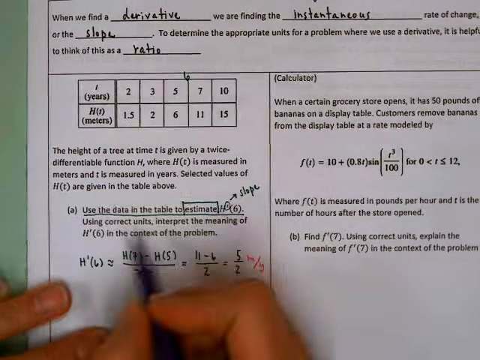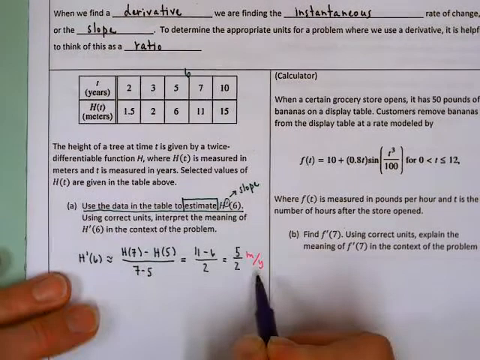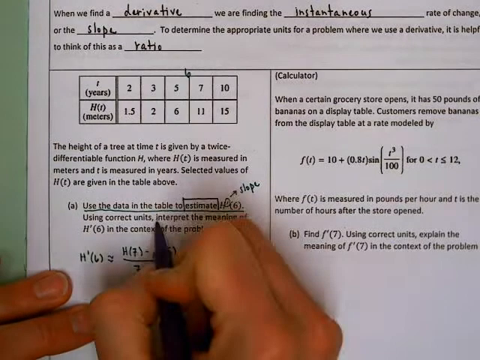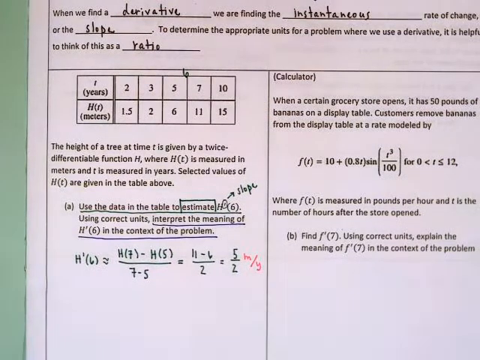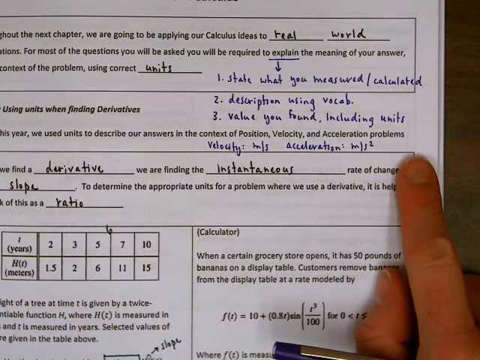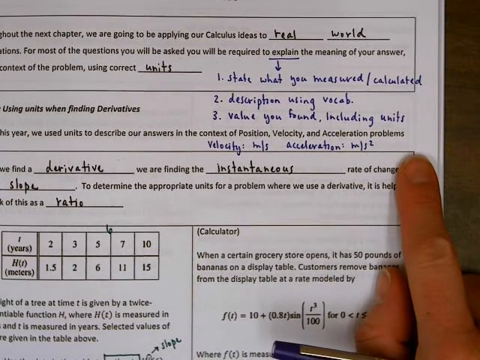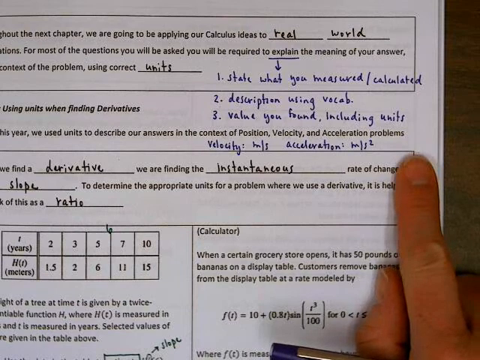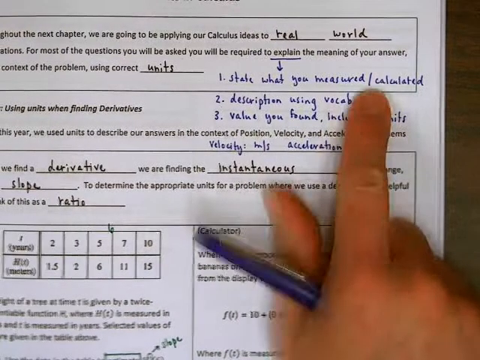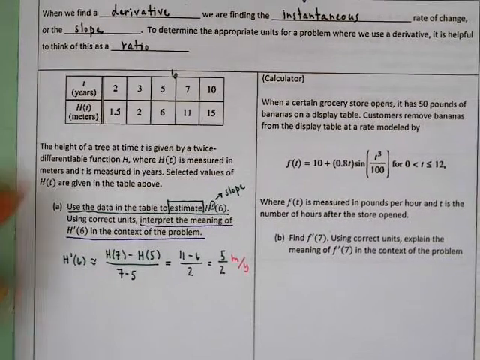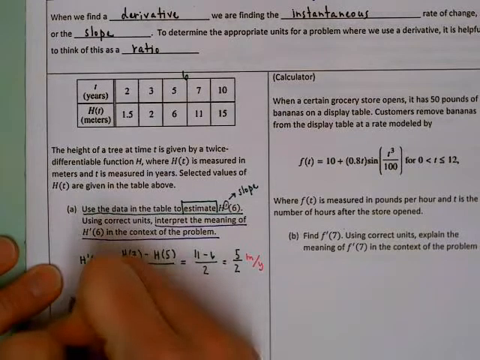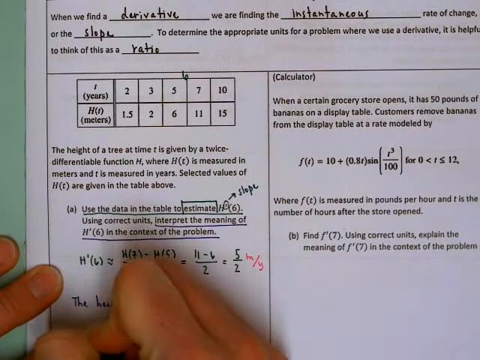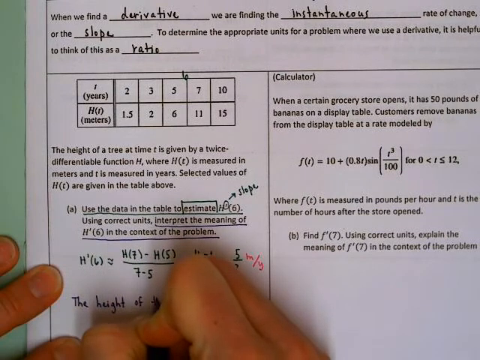Now it says using correct units, and we've already done some of that analysis. Using correct units, interpret the meaning of h prime of 6 in the context of the problem. So here's where we want to think about the three things that we stated up here that we need to include in that explanation. So first we said state what you measured or calculated. In this case, we were talking about the height of a tree. So I'm going to say the height of the tree.